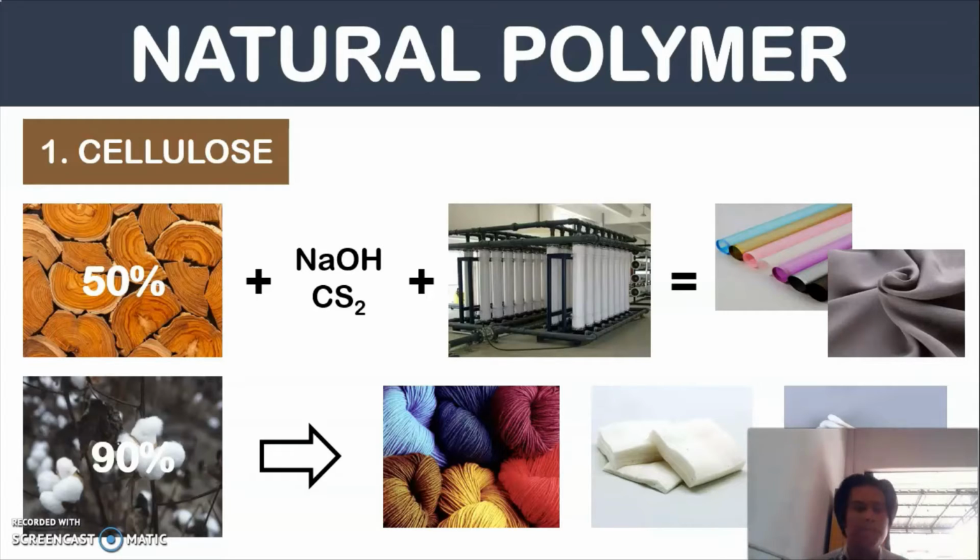Cellulose from wood fibers contains many impurities that can be purified by dissolving it in a mixture of NaOH and CS2. The products of the cellulose of wood are a fabric named rayon and a paper named cellophane paper. On the other hand, cellulose from cotton can be formed into yarn, the head of the cotton bud, and cotton itself.